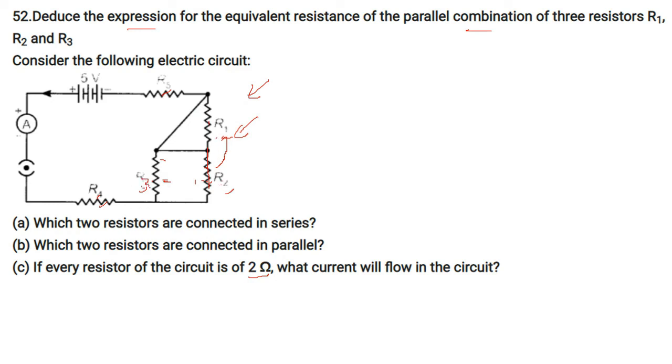So R3 and R2 are in parallel. When they are in parallel, if every resistor is 2 ohm, we have to find out the current. So let us do it like this. This is 2, this is 2. So 1 by R will be equal to 1 by 2 plus 1 by 2, and this is nothing but 1. So 1 by 1, so R will be equal to 1. So this combination is giving you 1.